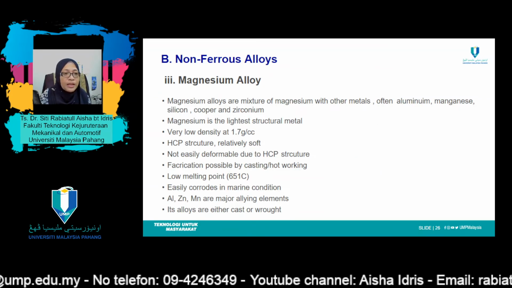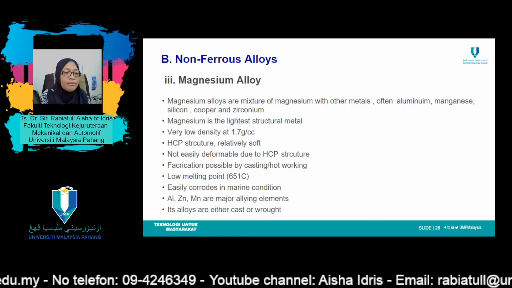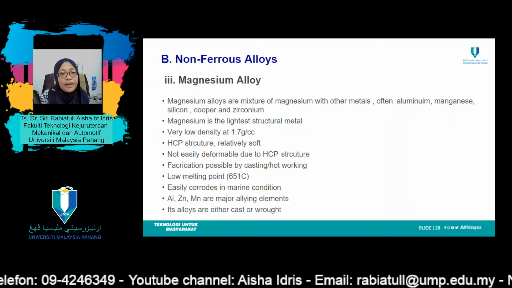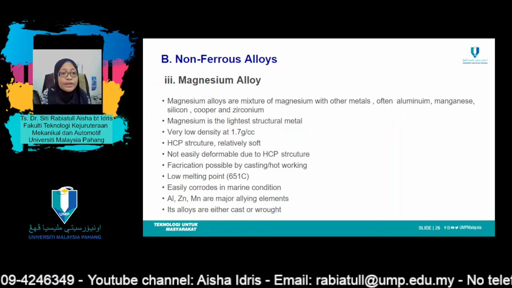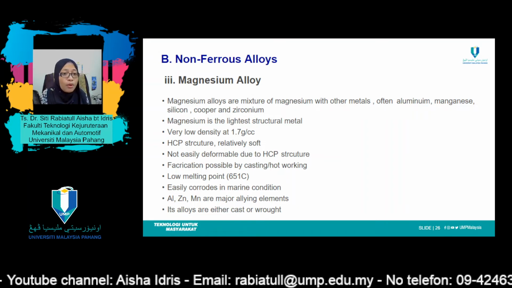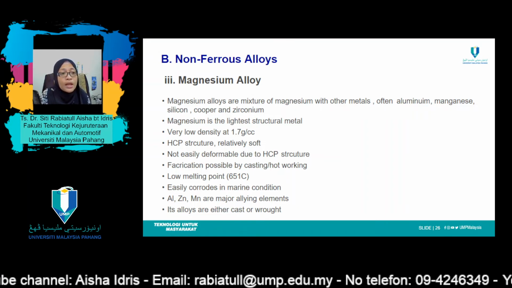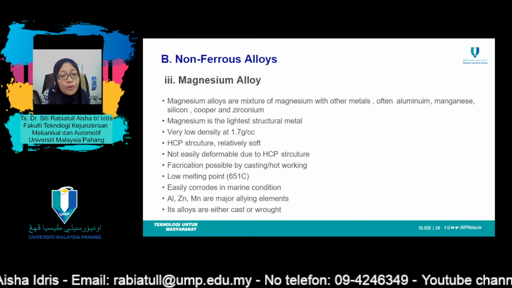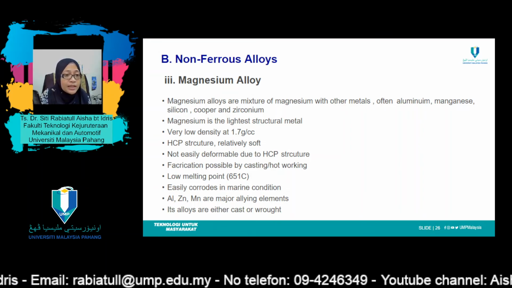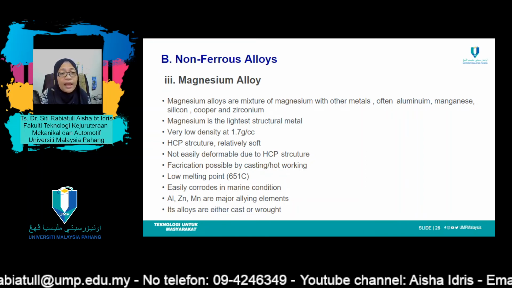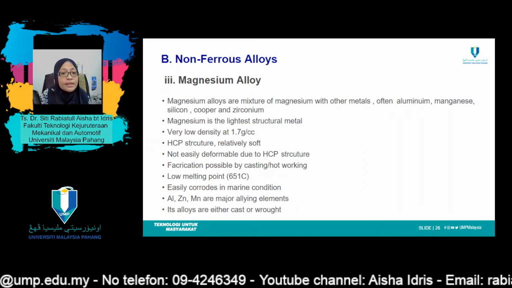Number 3 is the magnesium alloy. Perhaps the most outstanding characteristic of magnesium is its density, which is the lowest of all the structural metals. Therefore, its alloys are used where lightweight is an important consideration, like in aircraft components. Magnesium has an HCP crystal structure. It is relatively soft and has a low elastic modulus.